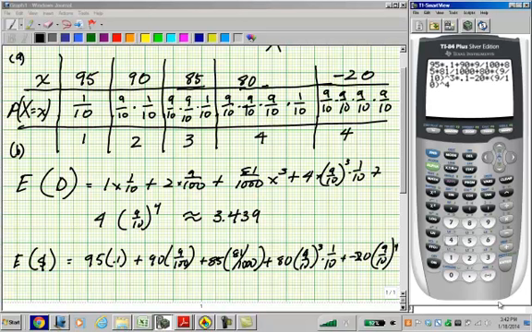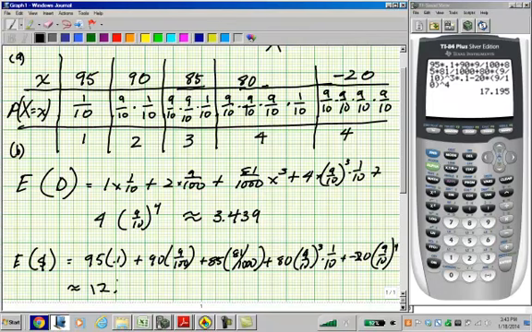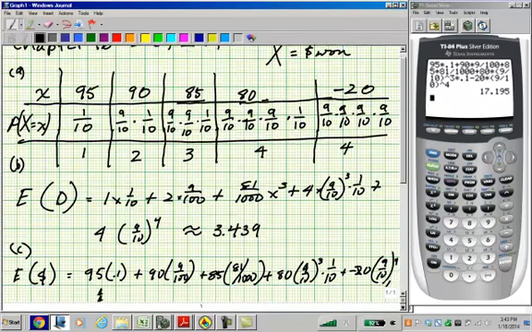All right, let's hit enter. And the expected winnings are $17.20, or 0.195. We'll call it 20 cents. It's approximately equal to $17.20. All right. Okay, and that's it. That's A, B, and then this was C. All right, so that was number 6.